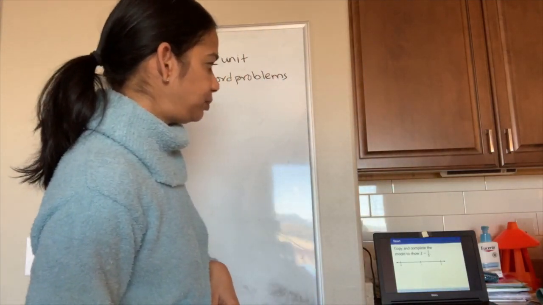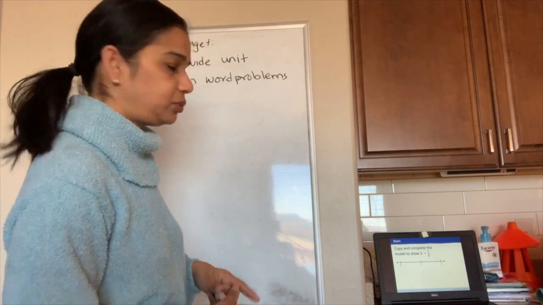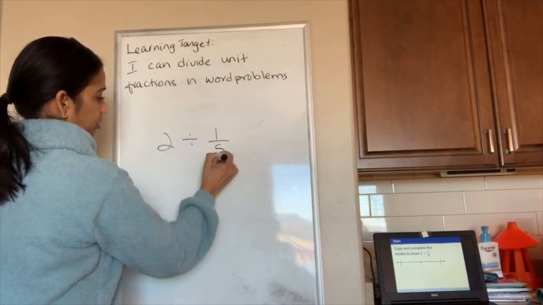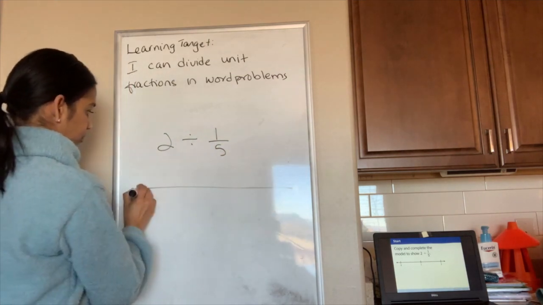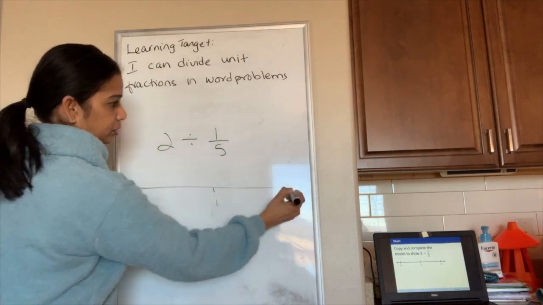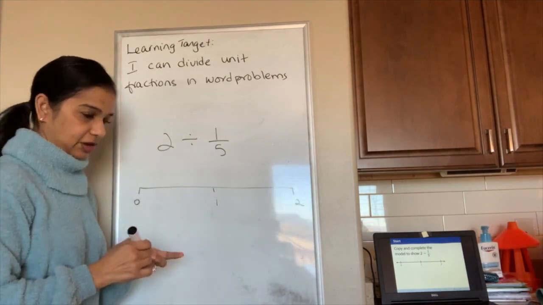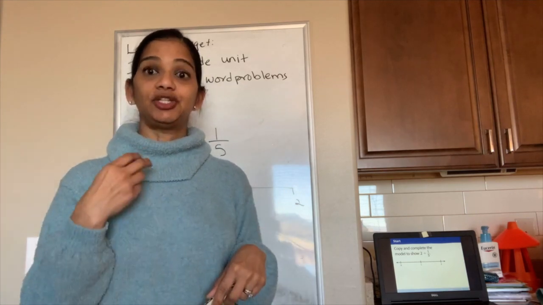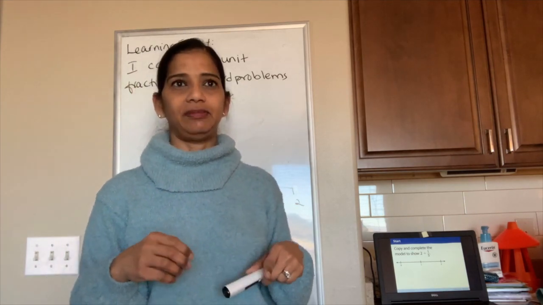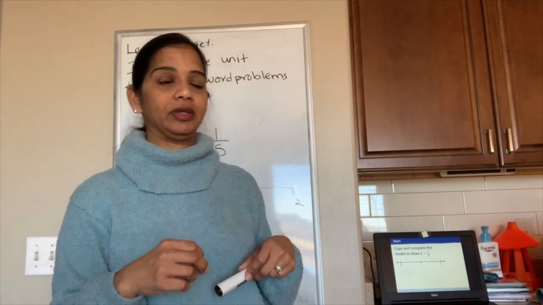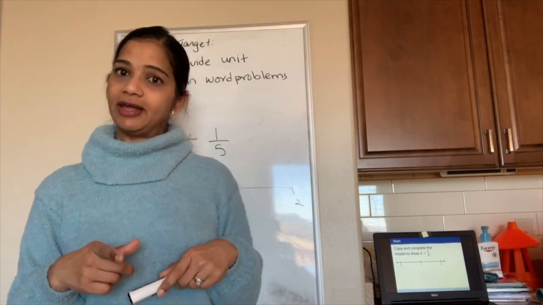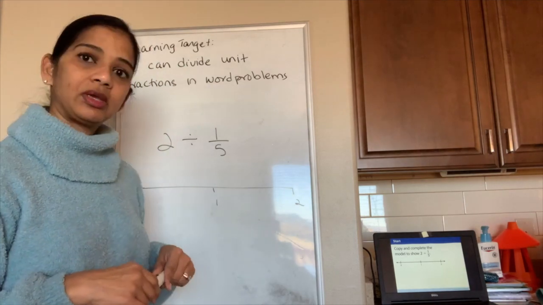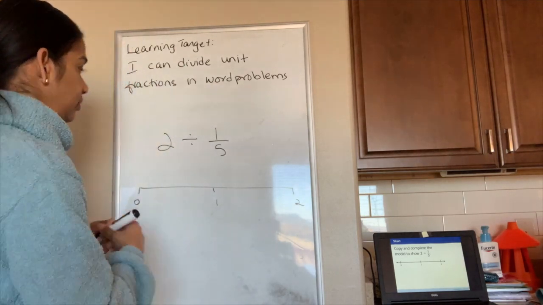So copy and complete the model to show 2 divided by 1/5. So if we have a number line from 0 to 2, I want you to tell me how many times can 1/5 fit into 2, right? How many times can 1/5 fit into 2? So go ahead and you try it for a few seconds. Okay, I'm gonna work while you work as well.